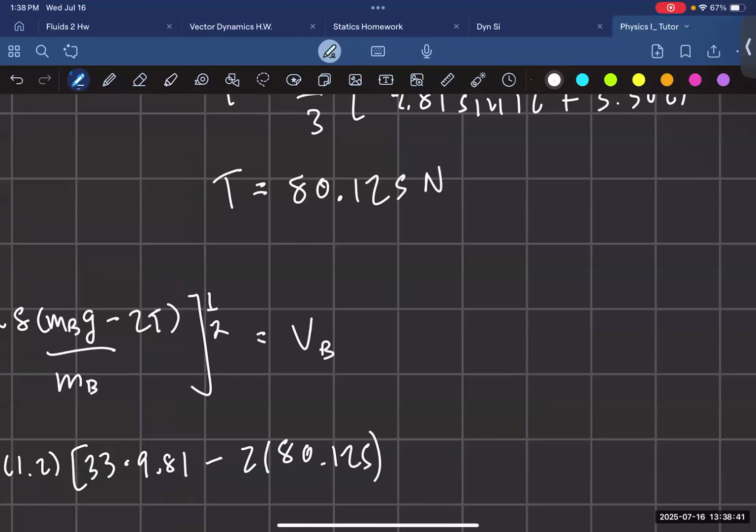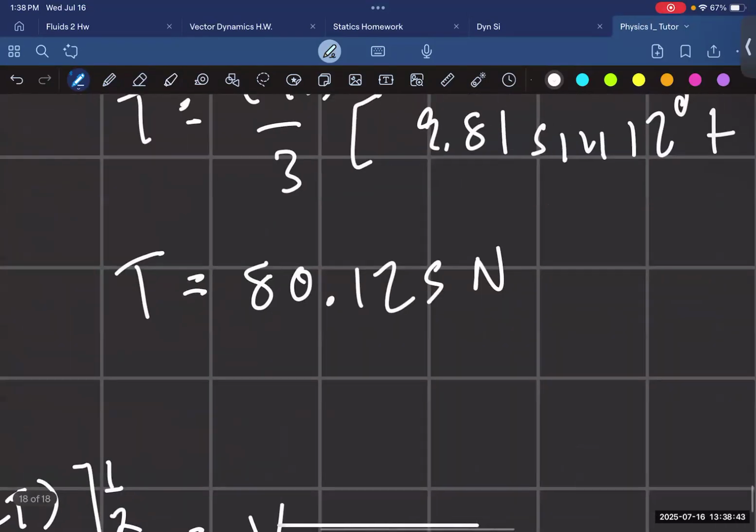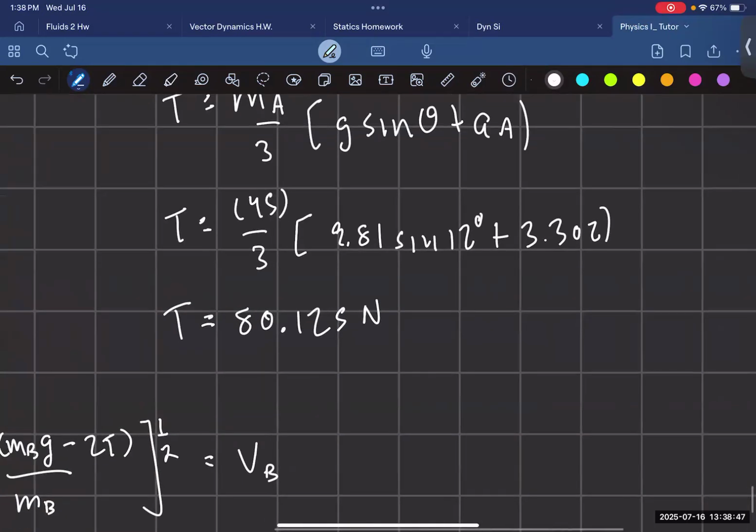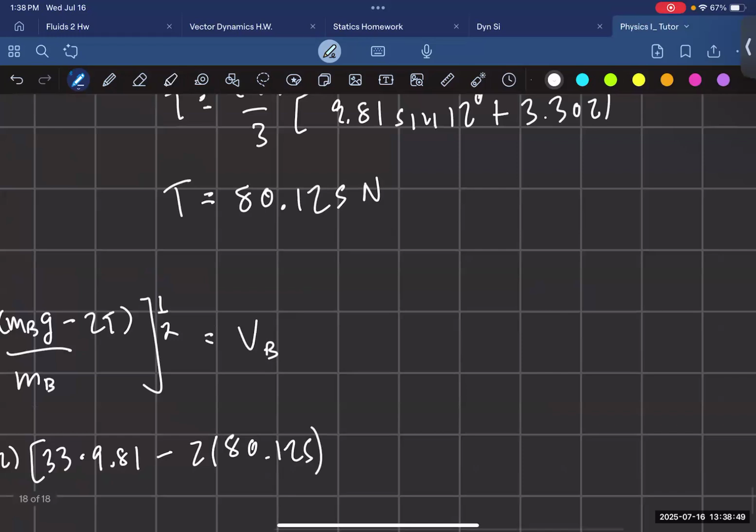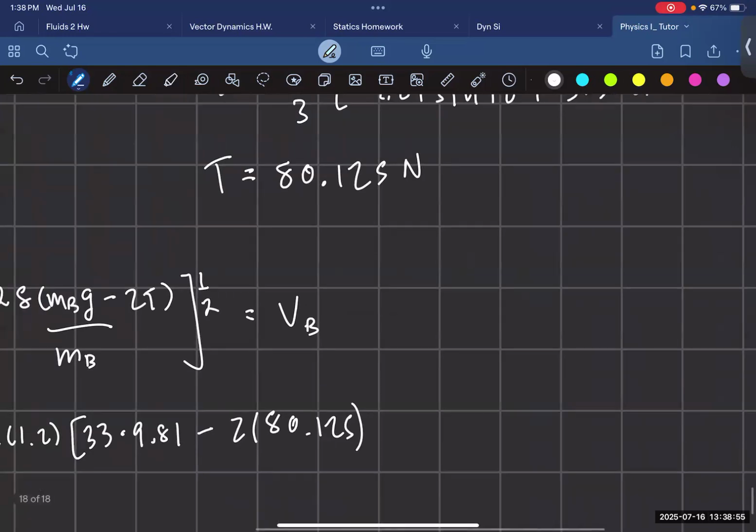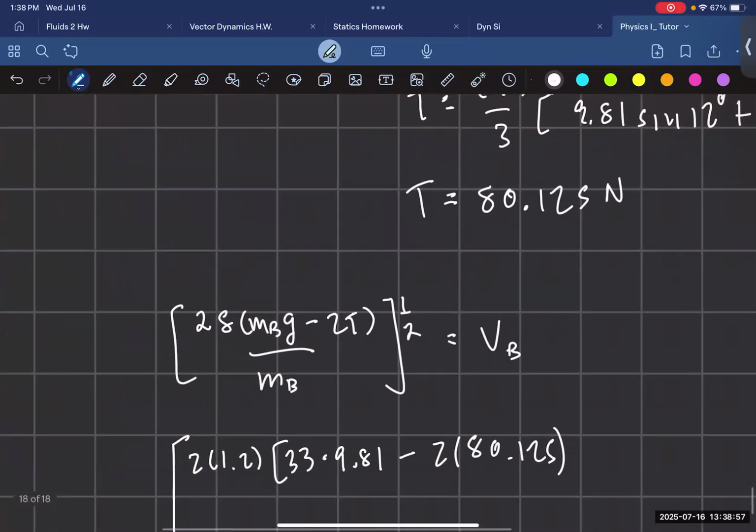80.125. Now, I did not add direction for tension because if you're talking about B or if you're talking about A, the direction of tension changes, but the magnitude of it stays the exact same. So it's a little bit harder to put a direction on the tension force, right?